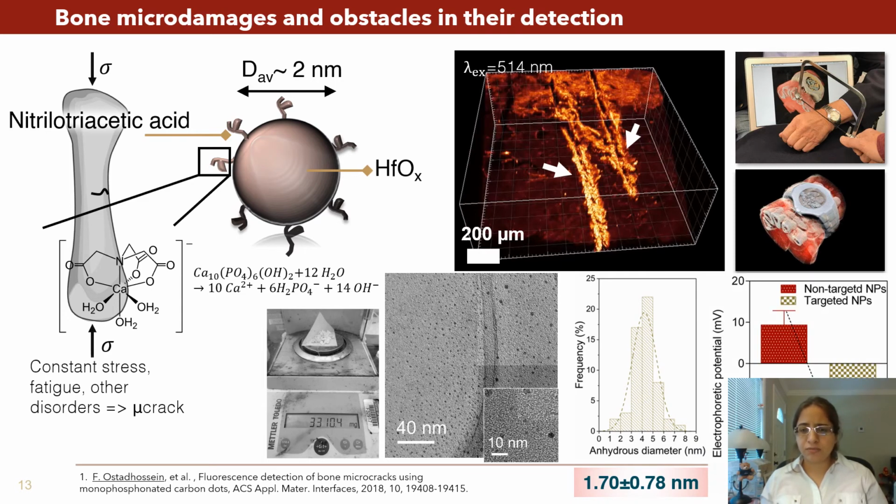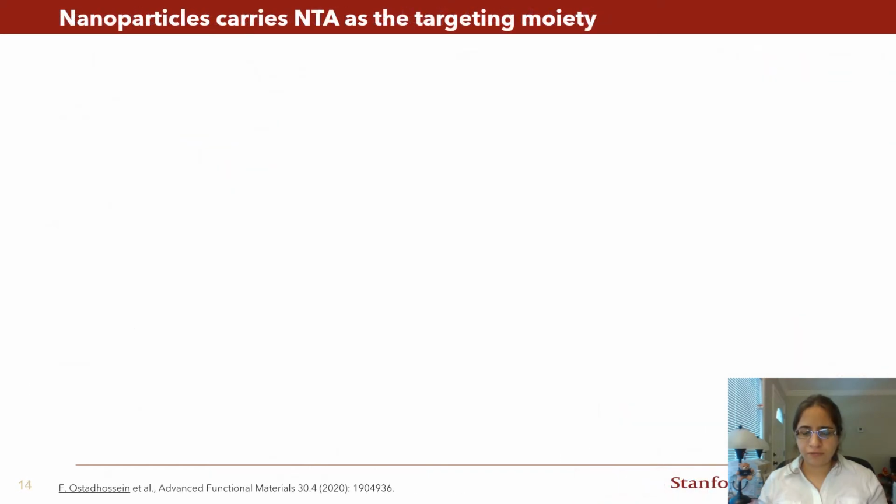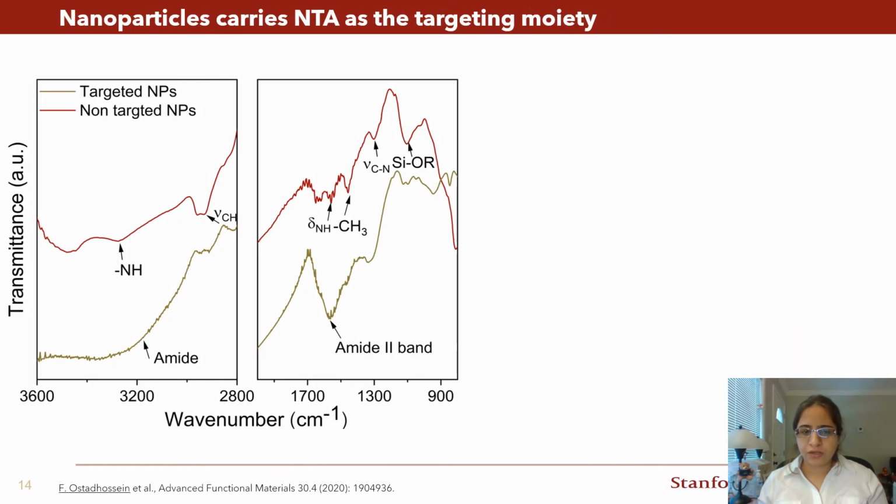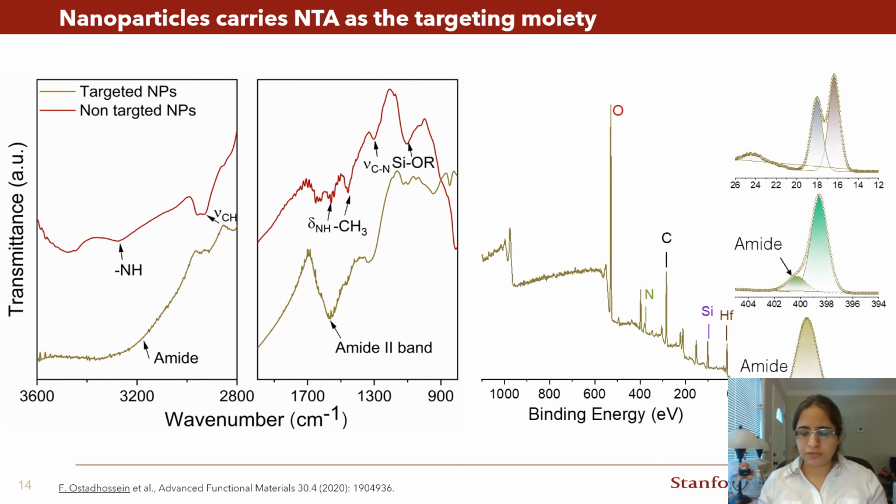At the same time, the carbodiimide chemistry from the non-targeted particles to make targeted nanoparticles turned out to be successful, as confirmed by electrophoretic potential reversal. Other confirmation came from FTIR, where the formation of the amide bond was obvious, and also X-ray photoelectron spectroscopy, where again we could show the amide bond formation.